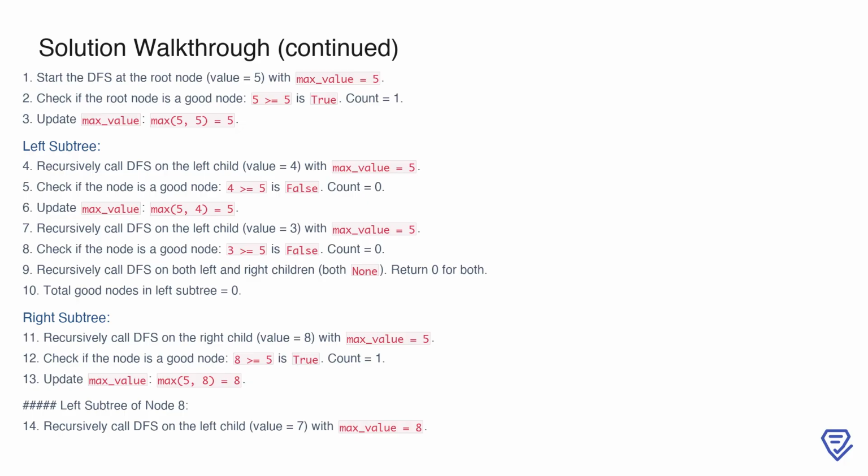For the right subtree, we move to the child node with value 8. Since 8 is greater than or equal to the max_value of 5, it is a good node, and we increment the count by 1. The max_value is updated to 8 as it is now the largest value encountered.